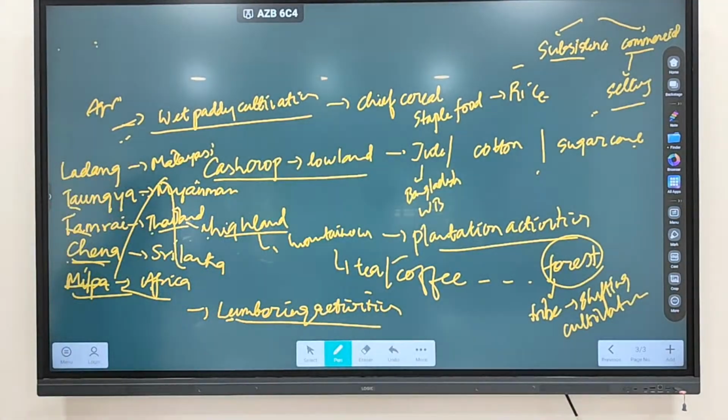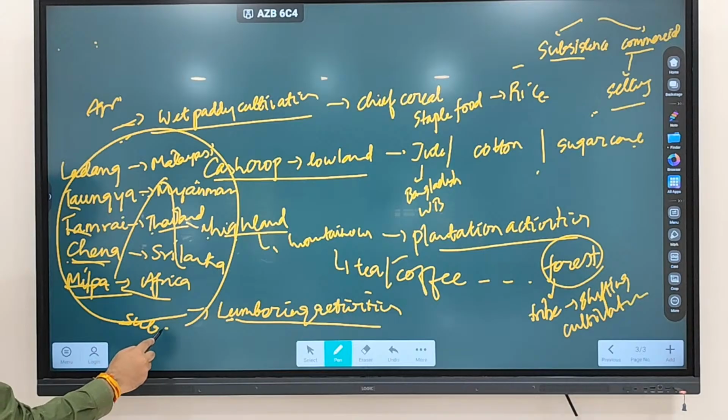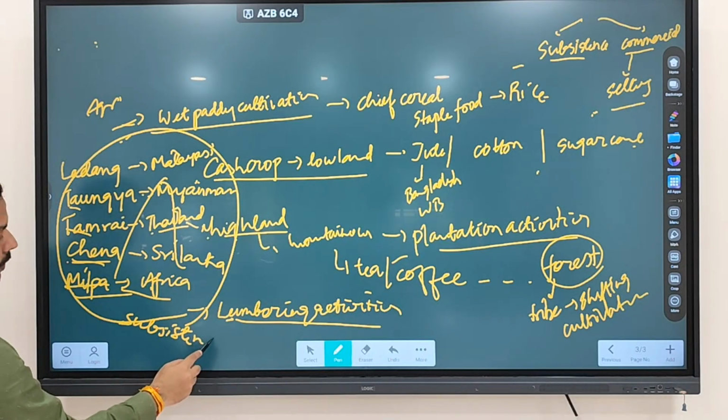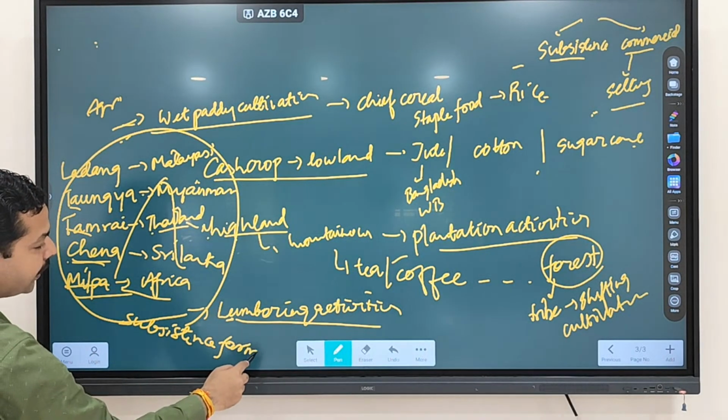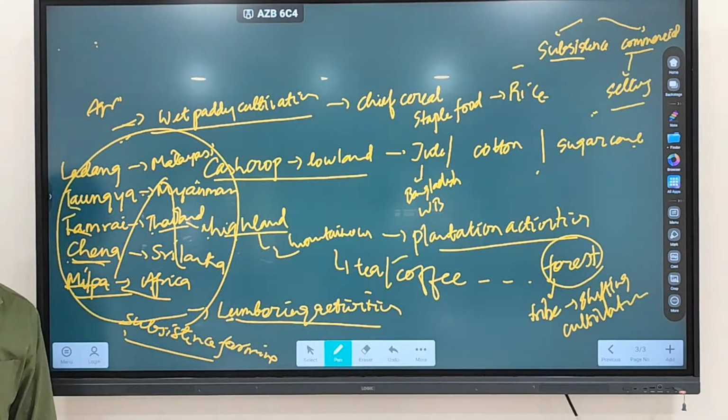So the tribes generally practice which type of farming? Subsistence farming. You can find subsistence farming, and sometimes plantation. Why are you doing plantation activities, tea, coffee, etc.? For selling purposes. So that is which type of farming? Commercial farming. So tribes generally practice which type of farming? Subsistence farming. Clear?